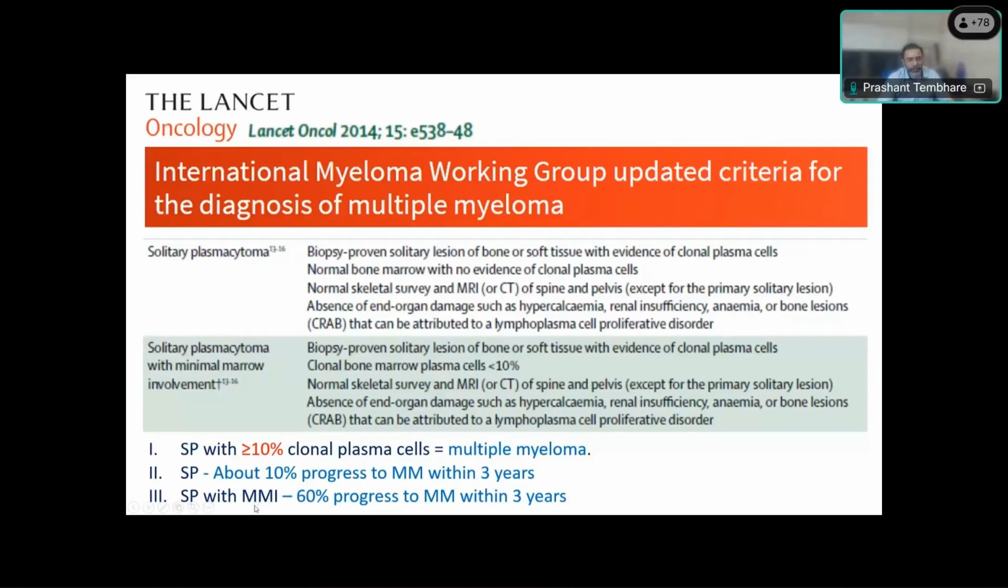And solitary plasmacytoma with minimal bone marrow involvement, which we have seen, has a 60% rate of progression to multiple myeloma in 3 years. So you can see from 10% to 60%. That means this is very high risk. This is because the plasma cells are already showing systemic involvement of the bone marrow.